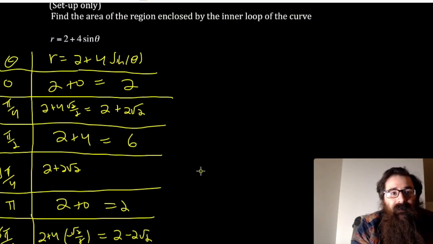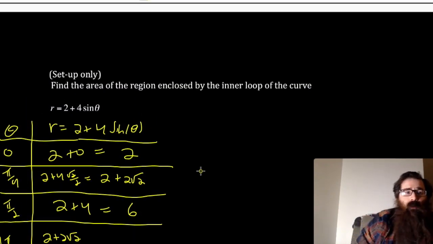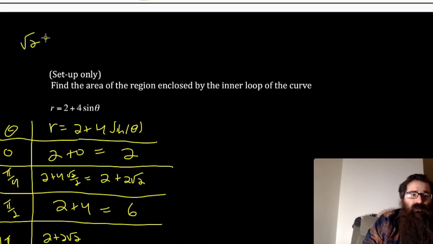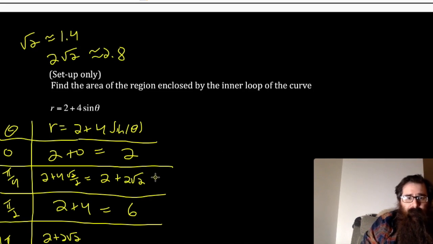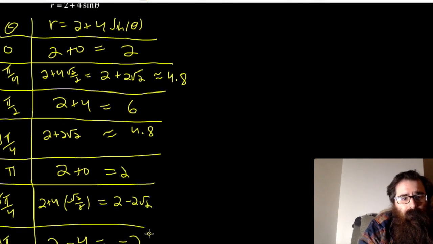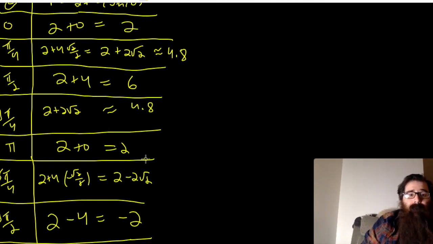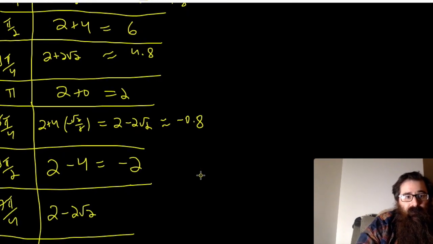And now I would just want to get some rough approximations for these to help out. If you remember what we said earlier, that square root 2 is about 1.4, and 2 times square root of 2 is about 2.8. So if I go here, I can use it to help me out, do some quick arithmetic. 2 plus about 2.8 is 4.8. Happens again here. And then 2 minus 2 radical 2, well, that's about 2 minus 2.8, so about negative 0.8. Again here.